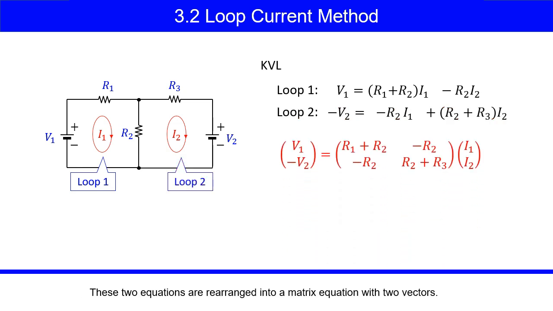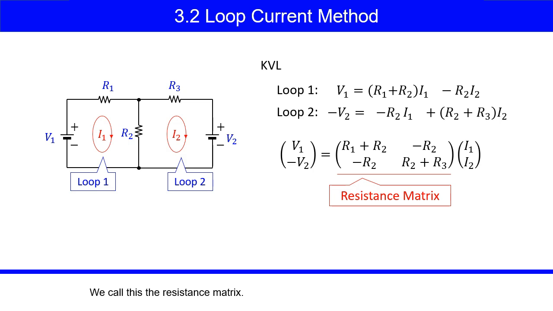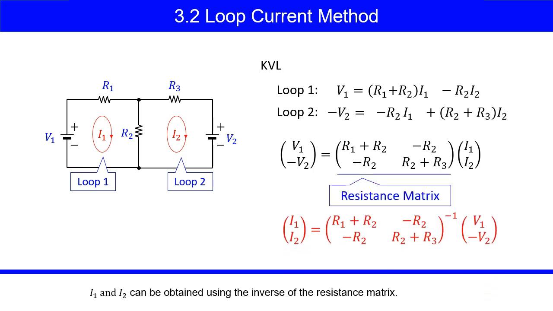These two equations are rearranged into a matrix equation with two vectors. We call this the resistance matrix. I1 and I2 can be obtained using the inverse of the resistance matrix.